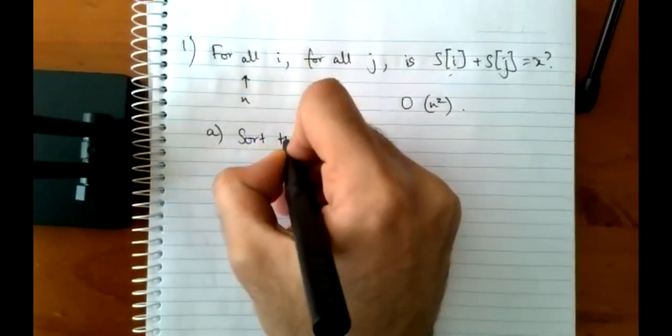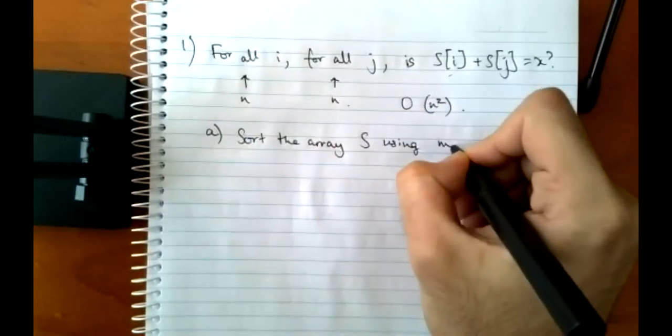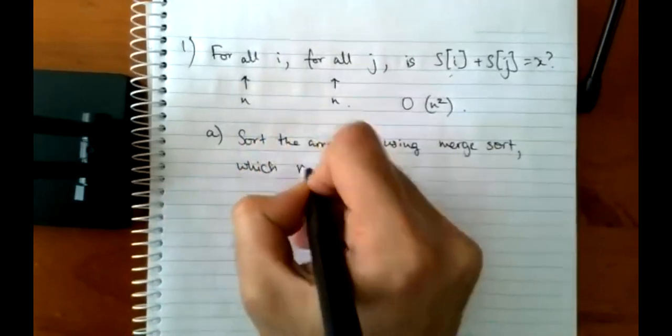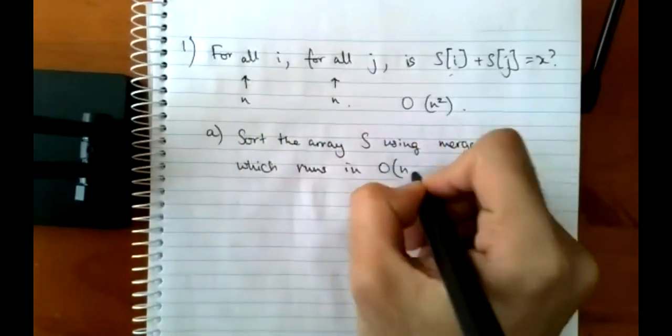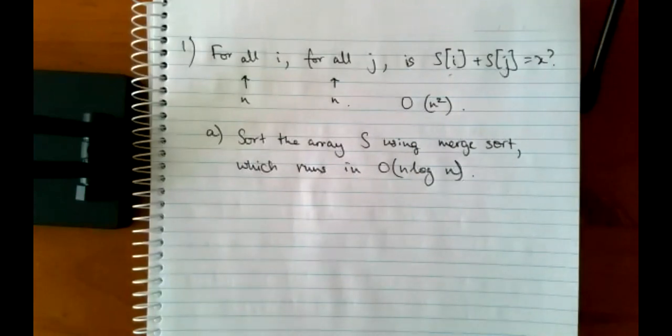First sort the array S using merge sort, which runs in order n log n. Hopefully you're all familiar with merge sort from the lecture, if not from earlier courses. And then we need to go through this sorted array, and the benefit of sorting will be that we can search for a particular value in faster than linear time.